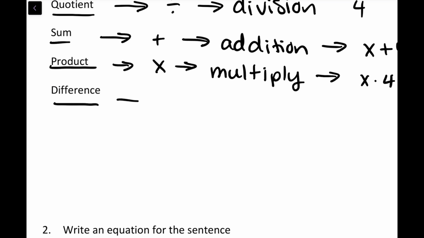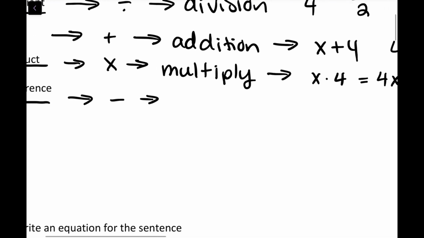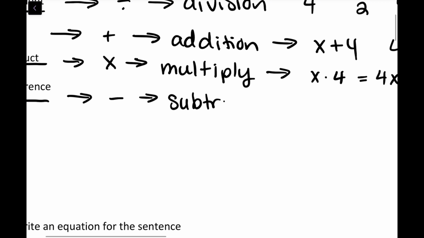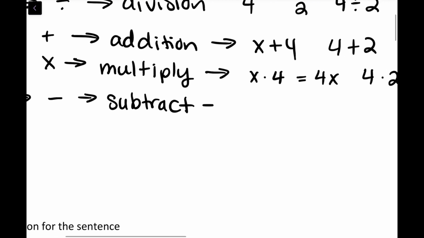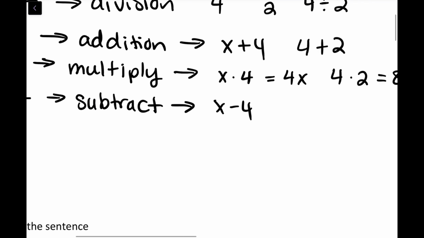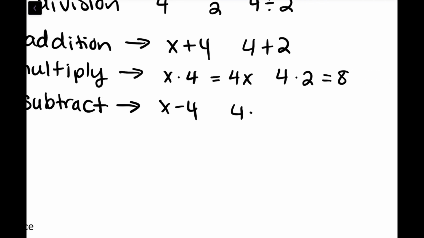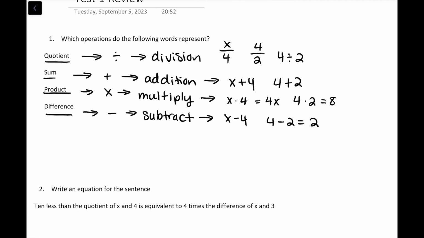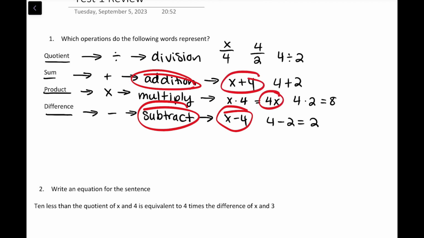Difference. Difference means subtract. So the difference of x and 4, that's going to mean x minus 4. The difference of 4 and 2, 4 minus 2, that's going to be 2. And you'll notice like terms apply when we have addition and subtraction. Notice how I didn't combine these two, but I could combine these. So when we have addition and subtraction, it's necessary to have like terms to combine.